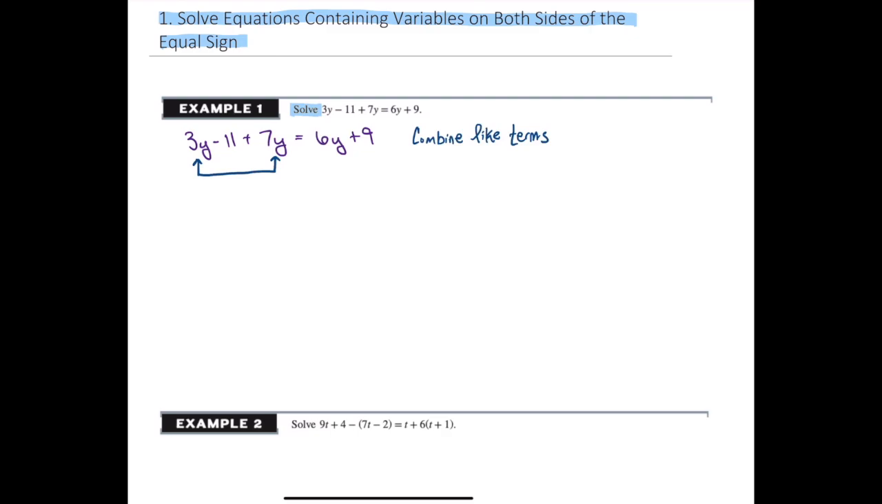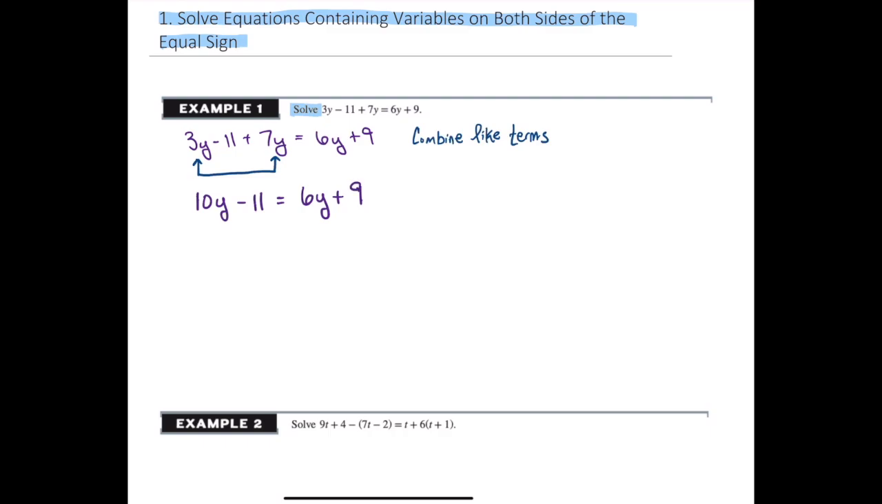If you need to go off on the side, write things out. This one's pretty simple. 3y plus 7y, that would give us 10. We have 3 y's, we add 7 more. So those two will combine together to make 10y. We still have this minus 11, and it's still equal to 6y plus 9.